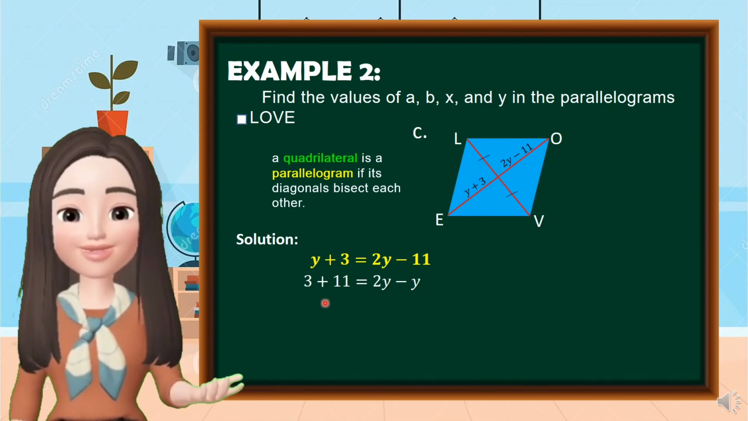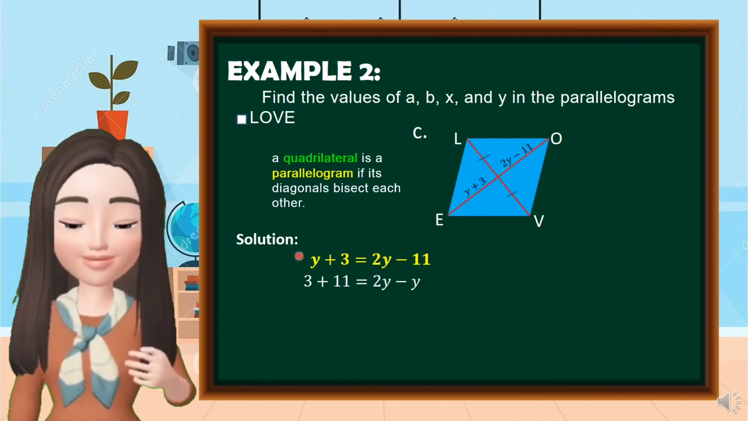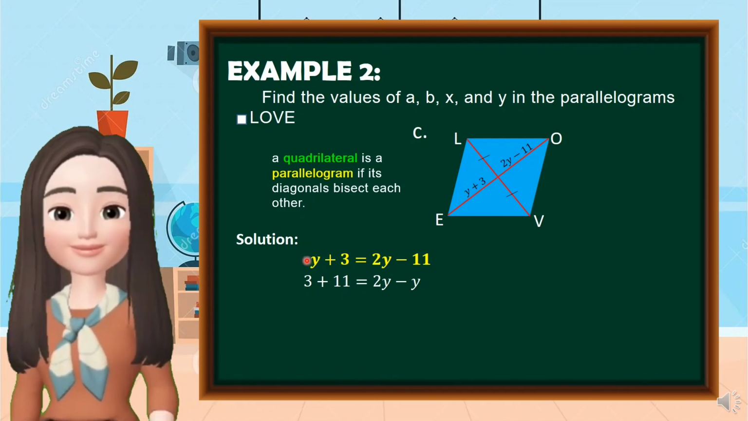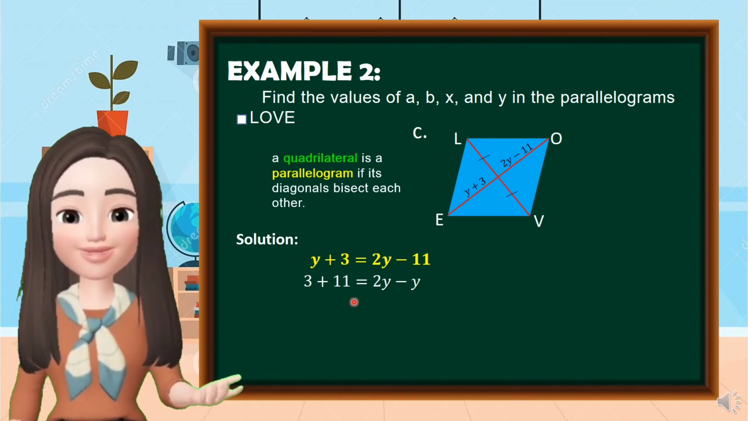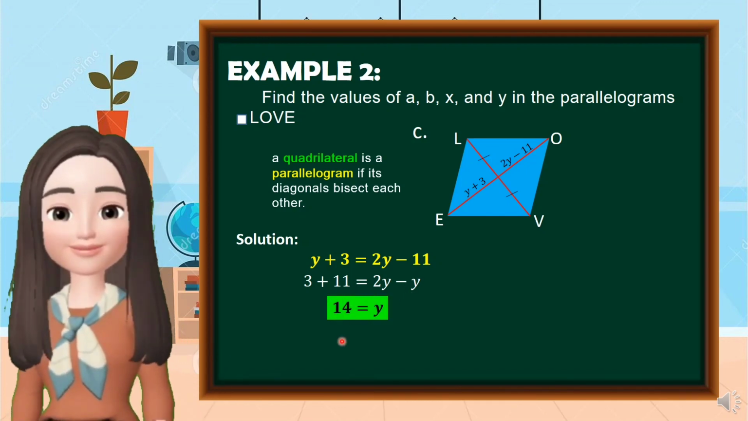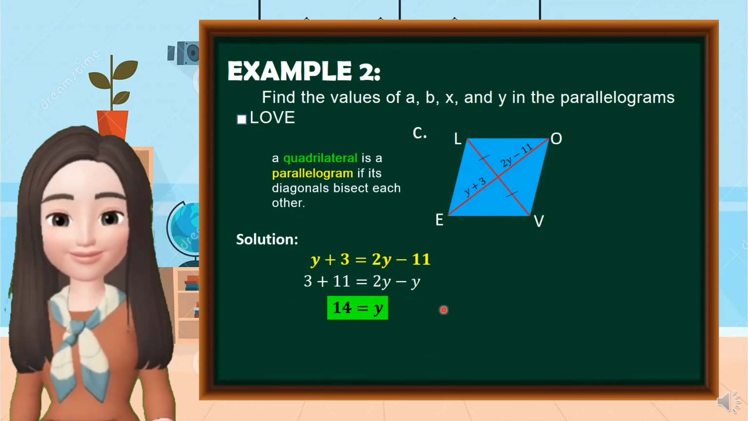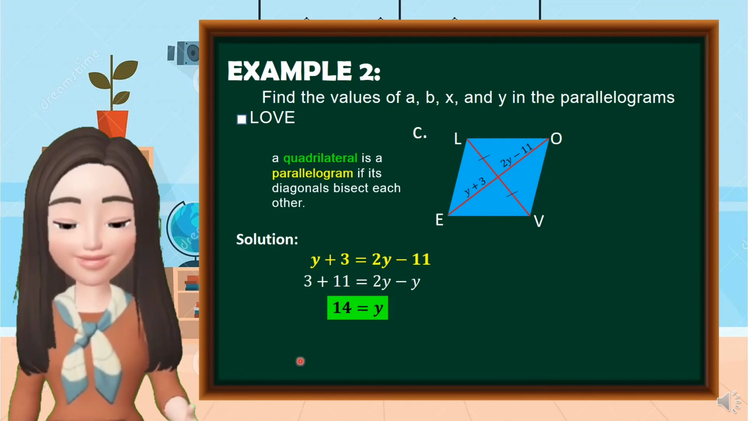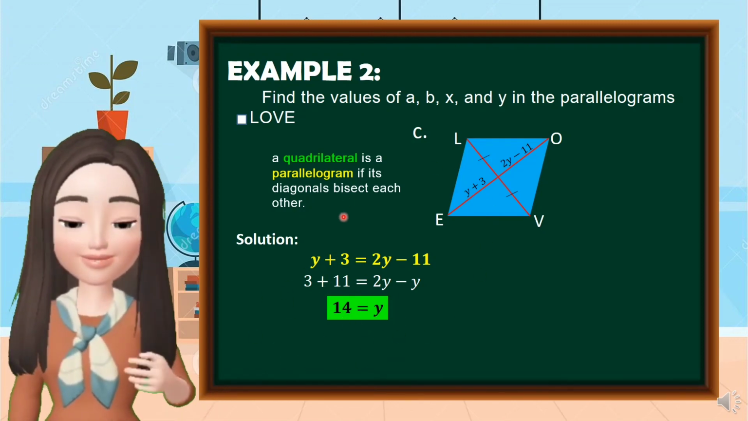So, kapag tinranspose sa left side, this will become positive. So, 3 plus 11. Si 2y, pinartner po si y. Si y, inilipat sa other side, kaya naging negative y. Then, simplifying, 3 plus 11 is 14. 2y minus y is y. So, therefore, ang value po ng y natin ay 14 by applying this property of a parallelogram.